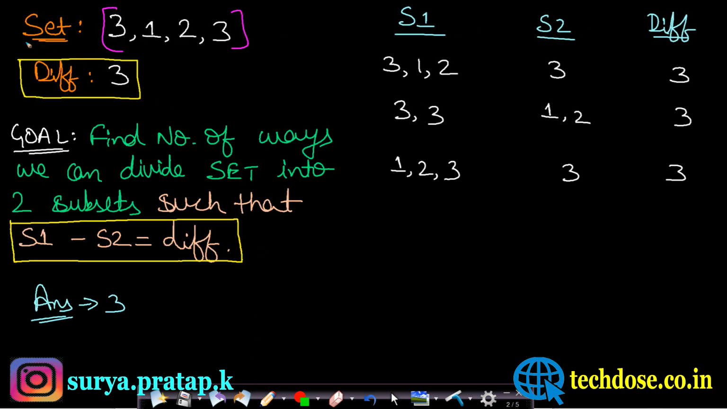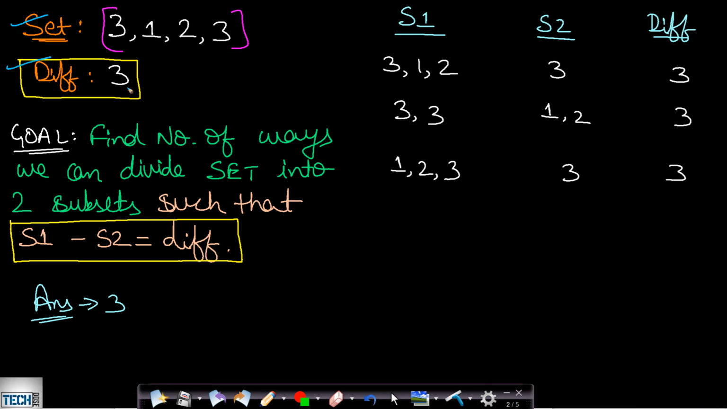In this problem we are given a set of numbers and we are given a difference value. Now we want to find the number of ways we can divide this set into two subsets S1 and S2 such that the sum difference between both of them will be exactly equal to the given difference.